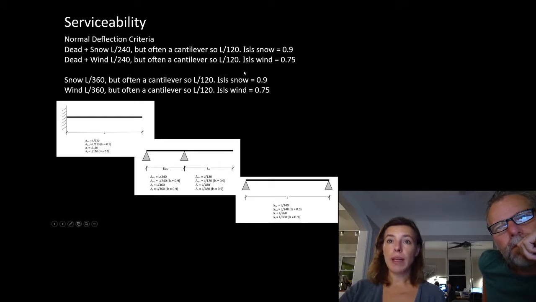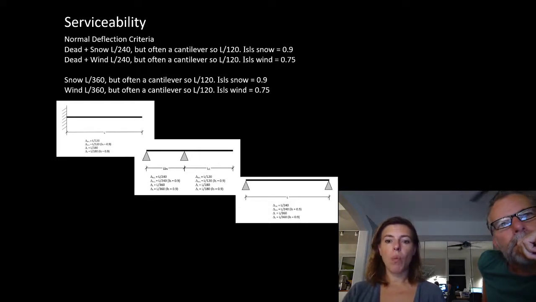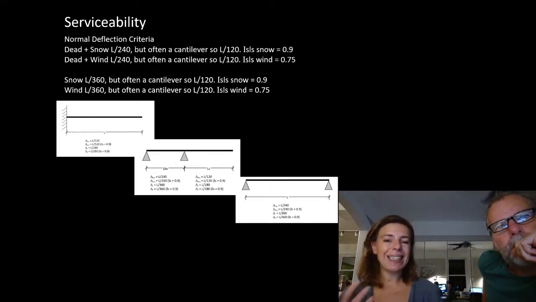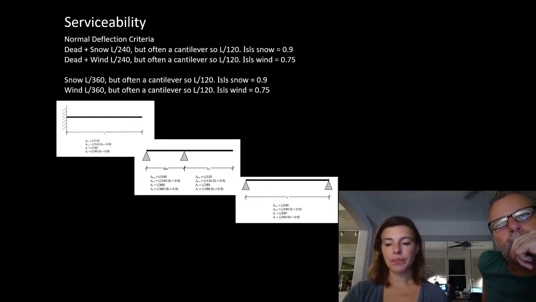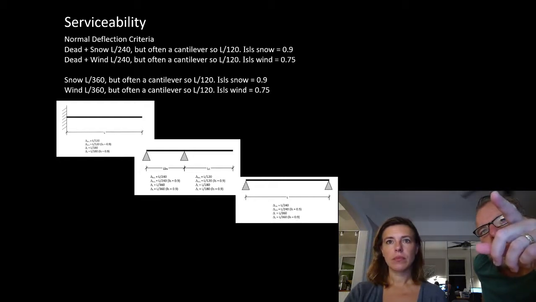I do want to point out that our importance factor changes for serviceability. It's not 1 for a regular importance building. For a regular importance building, snow becomes 0.9 and wind becomes 0.75. So for serviceability, this is kind of like saying we're talking about a 1 in 30-year storm instead of a 1 in 50-year storm. What is ISIS?